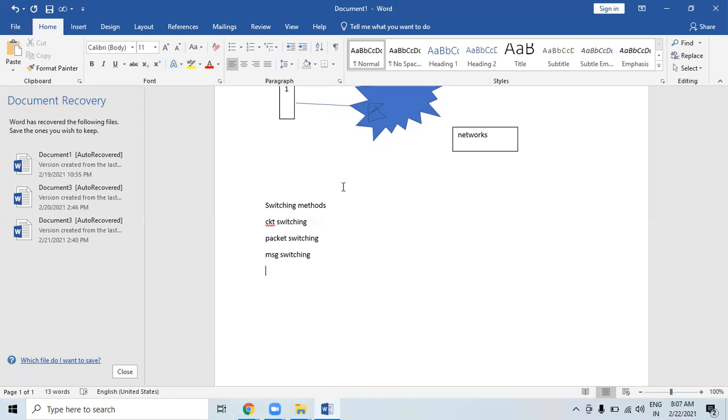Message switching is used for general communication, but it is still used in networking applications. Now, switching networks: the circuit switching network.